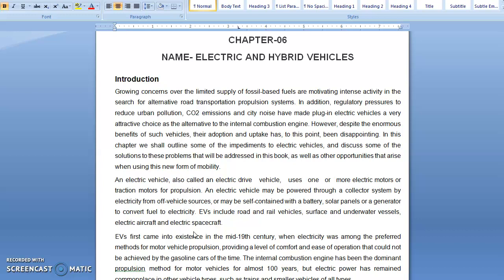An electric vehicle, also called an electric drive vehicle, uses one or more electric motors or traction motors for propulsion. An electric vehicle may be powered through a collector system by electricity from off-vehicle sources, or may be self-contained with a battery, solar panel or a generator to convert fuel to electricity. Electric vehicles include road and rail vehicles, surface and underwater vessels, electric aircraft and electric spacecraft.